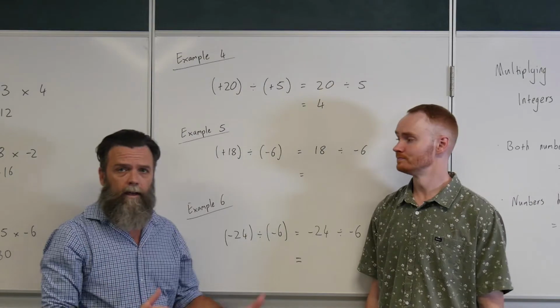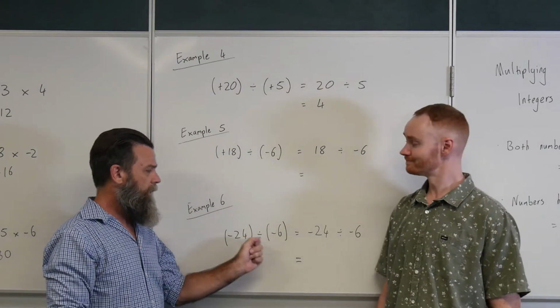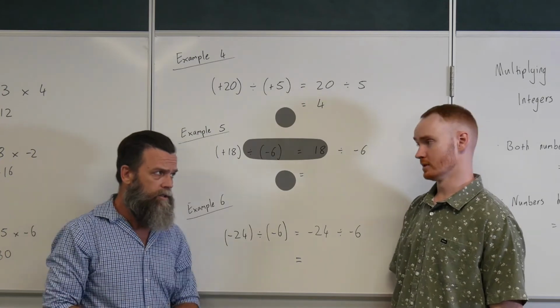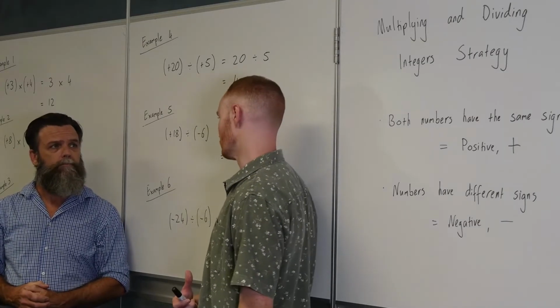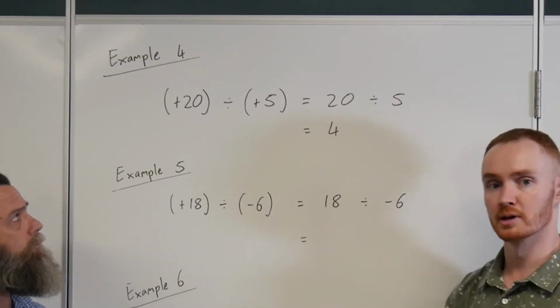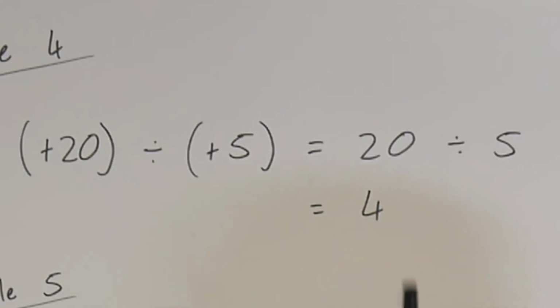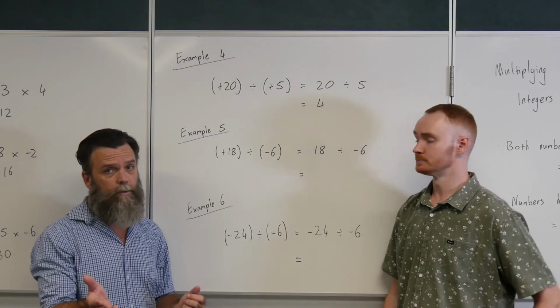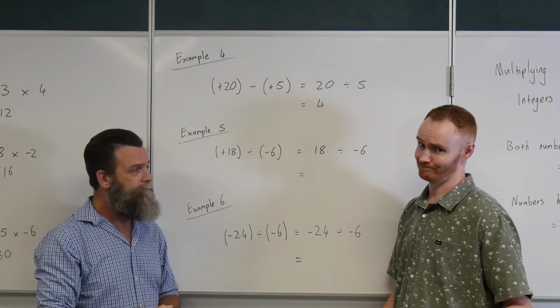Got it. Okay, Mr. Savage, I can see you've got some more examples here, and I can also see these ones are dividing integers. That's right. So let's follow the same strategies as with multiplying. You can see in the first example that's already been completed, we've got positive 20 divided by positive 5. I've rewritten the equation and solved. They were both positive numbers, they had the same sign, so I get a positive answer of 4. Fantastic. Most of you guys realise that 20 divided by 5 is 4.